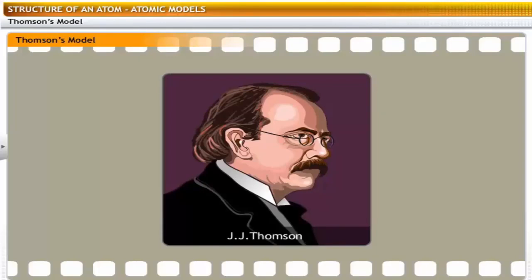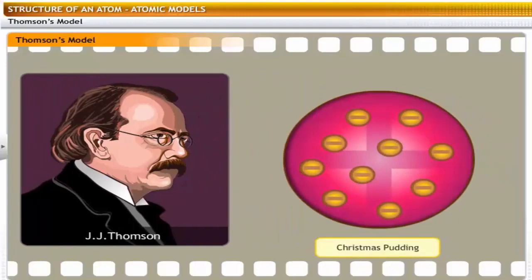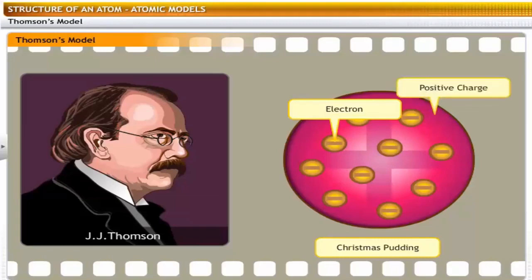J.J. Thomson was the first to put forward a model to explain the structure of an atom. In his model, Thomson compared an atom to a Christmas pudding. The electrons were like the raisins in the pudding, and the pudding itself was like the positively charged particles.